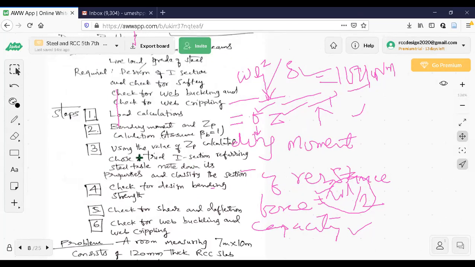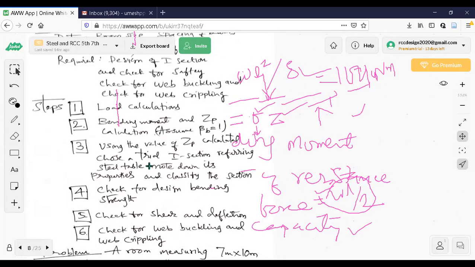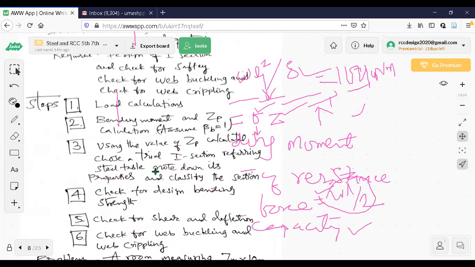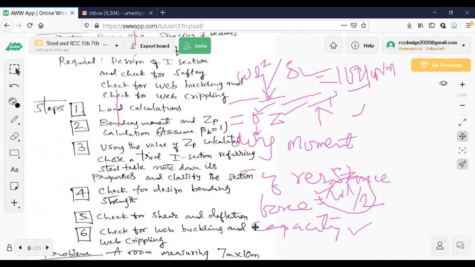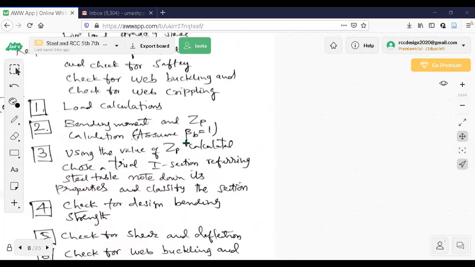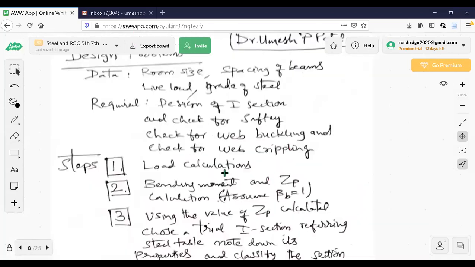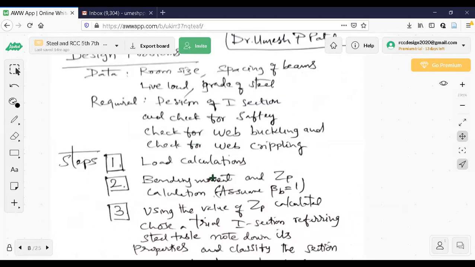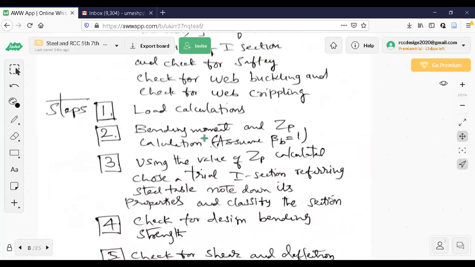Can you read this one? Step 1, load calculations. Are you able to see this? Yes, sir. Or you want me to magnify this one further? Yes, sir, we can see, sir. Okay, anyway, I'll just magnify it. Observe here. Now I have started steps in the design of a steel beam.